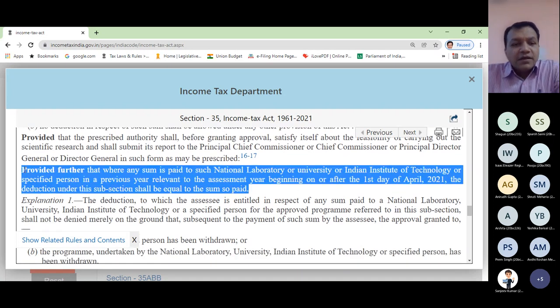this line: provided further that where any sum is paid to such national laboratory or university or IIT or specified person in a previous year relevant to the assessment year beginning on or after 1st day of April 2021, so with effect from assessment year 21-22, the deduction under this subsection shall be equal to the sum so paid. Can you tell me the meaning of these three lines now?